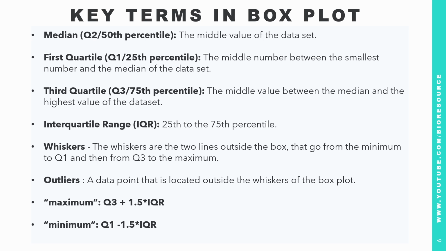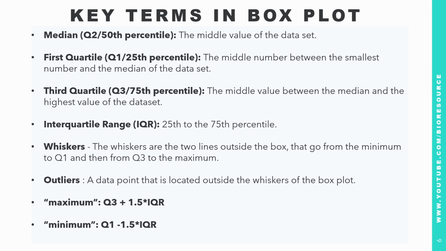Let's look at the key terms in box plot. As we have seen, median or the Q2 is the 50th percentile and it is the middle value of the data set. The first quartile or the Q1 or the 25th percentile is the middle number between the smallest number and the median of the data set. The third quartile, Q3, or the 75th percentile, is the middle value between the median and the highest value of the dataset. Interquartile range is the range between 25th to 75th percentile.